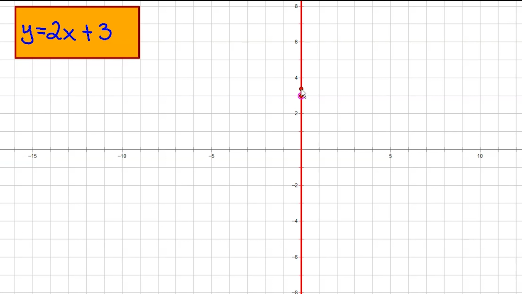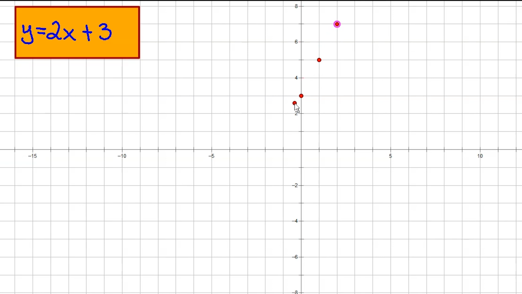So I'm going to go up 2, which is my rise, and then to the right 1, which is my run. And then I could stop right there if I wanted to, but for the sake of this example, I'm going to do more. All I got to do is do the same thing. Remember that constant rate of change, up 2 to the right 1.